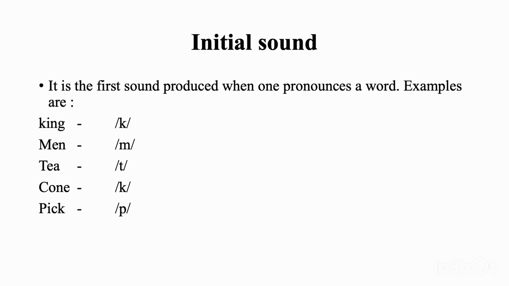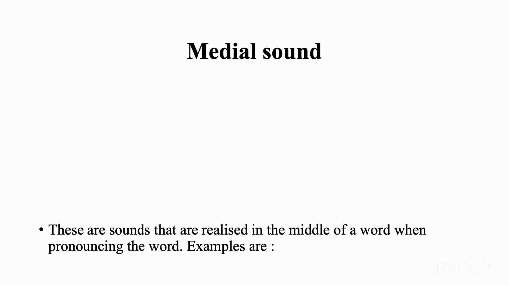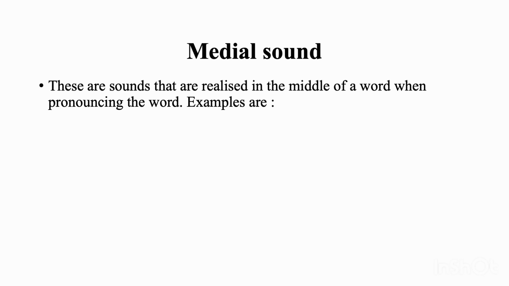We move on to pick. The first sound you hear is the p sound. And the last one, book. The first sound you hear is the b sound. And that is it for initial sound. We move on to the medial sound. These are sounds that are realized in the middle of a word when pronouncing the word.